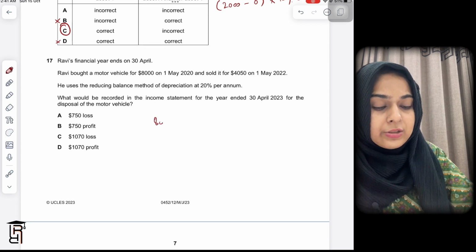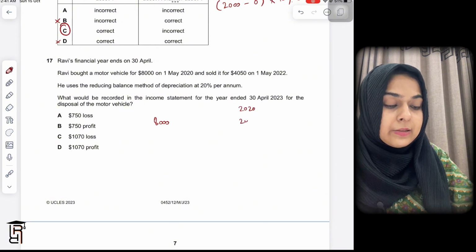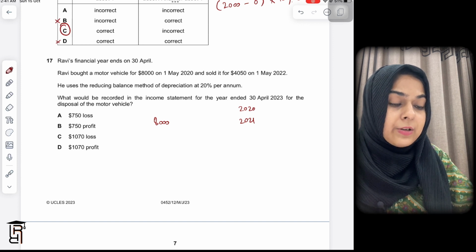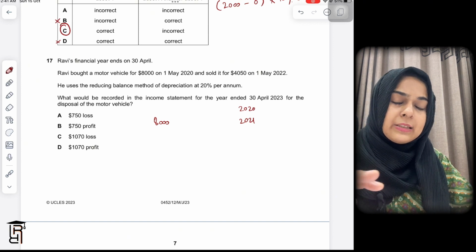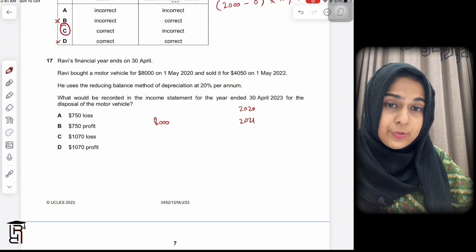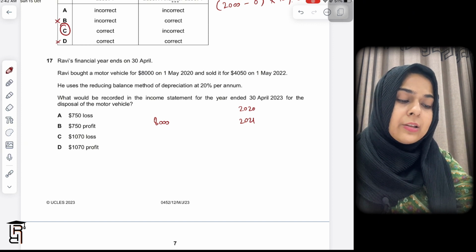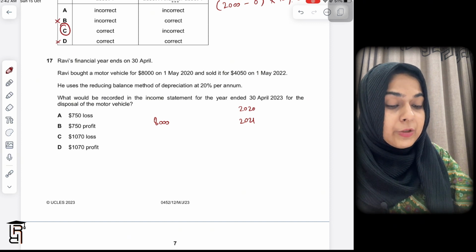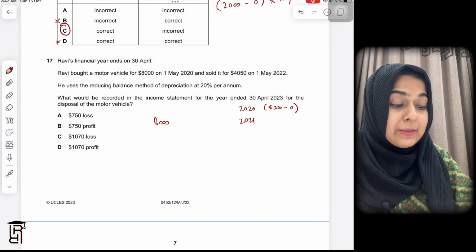If 8,000 is your cost, and you're buying it on 1st May, your first year is 2020 and your second year is 2021, and you're selling it on 1st May 2022, so 2022 is not a year of depreciation, it's the year that you're selling. So this asset will be depreciated for 2 years, May 1 2020 to 30th April 2021, then May 1 2021 to 30th April 2022, and the next day you're selling it. So if you depreciate this asset, 8,000 minus 0, so cost minus accumulated depreciation, multiplied by the percentage, 20%, you get 1,600 here.